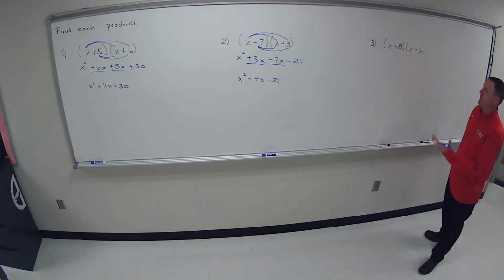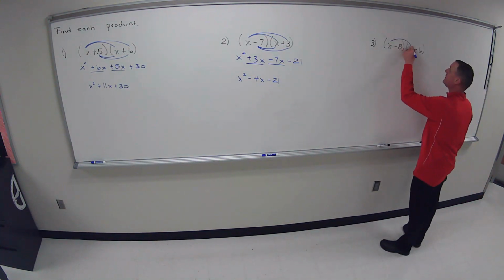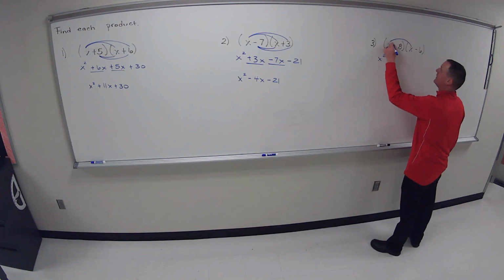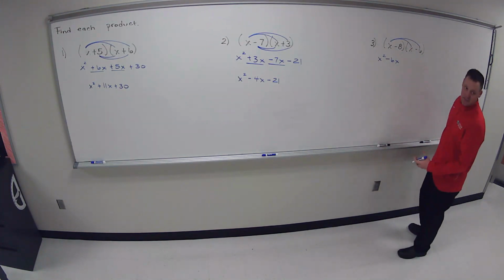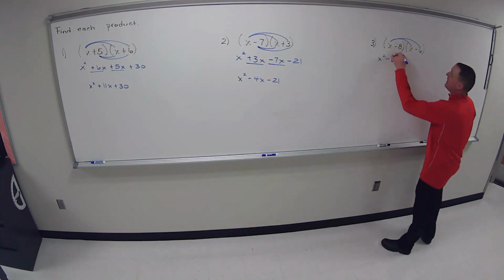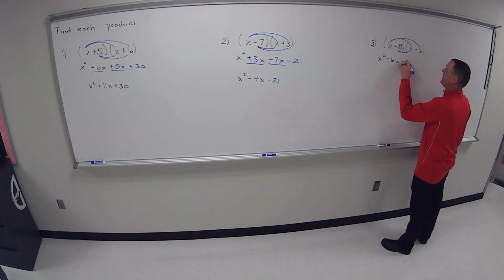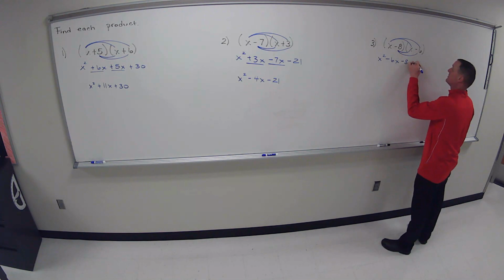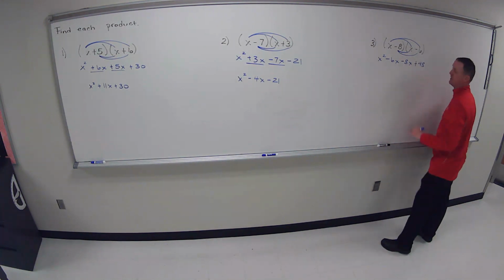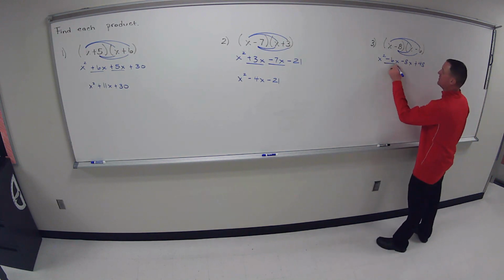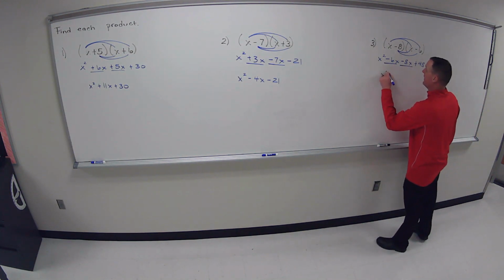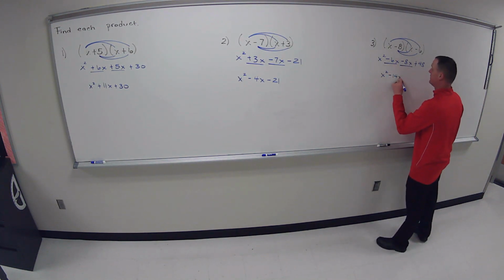Then we get to problem number 3. x times x is x squared. x times negative 6 is negative 6x. Negative 8 times x is negative 8x. And negative 8 times negative 6 is a positive 48. Combining together our two middle terms here, we have x squared minus 14x plus 48.